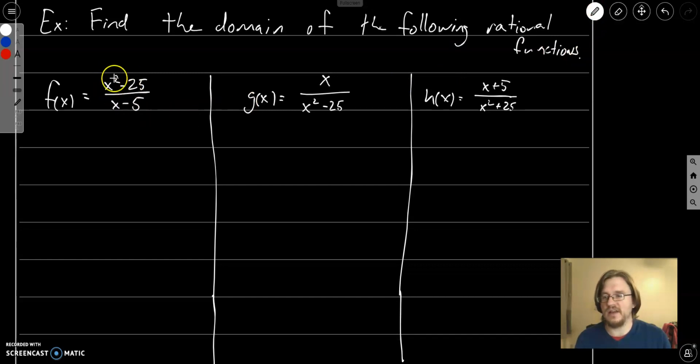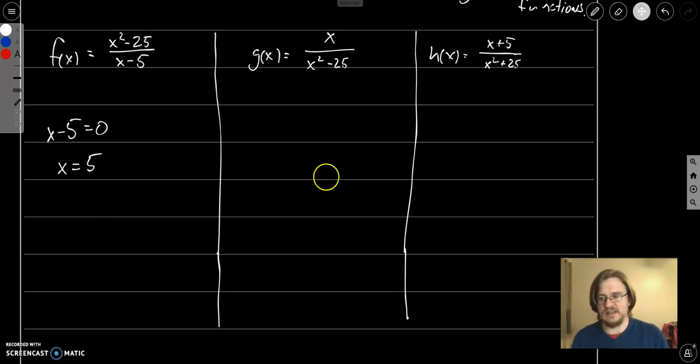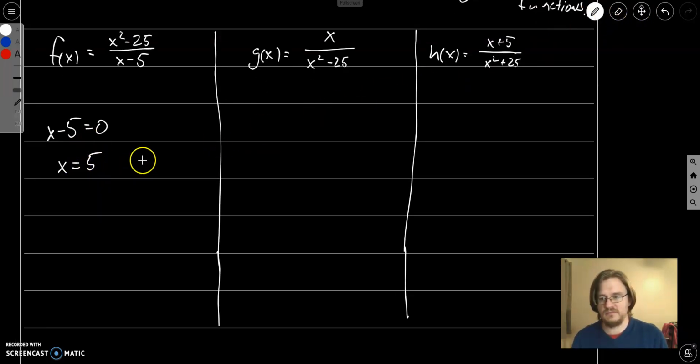For this first function, we've got x squared minus 25 over x minus 5. This is a polynomial divided by another polynomial, so this is a rational function. And furthermore, we want to find the domain. So we just want to ask, when is the denominator 0? We need to take that out. We can't divide by 0. So let's solve when is x minus 5 equal to 0? Well, if I add 5 to both sides, we get that x will be equal to 5. So this cannot be part of the domain.